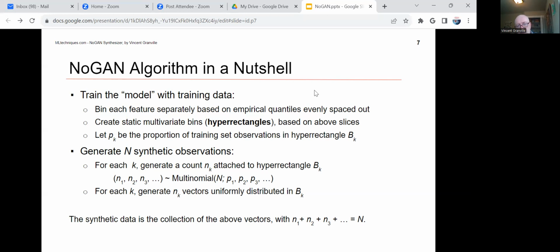But anyway, in a nutshell, it's very different from neural networks. And you could say that the creation of the hyper rectangle structure is the training part of the model, because once you have that, you can generate as much synthetic data as you want.